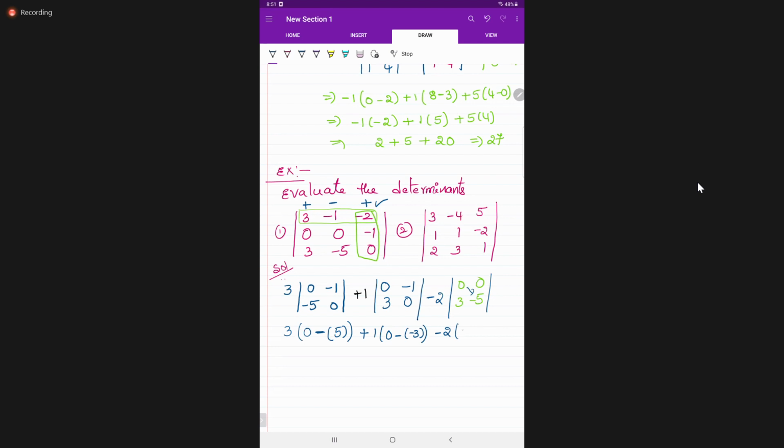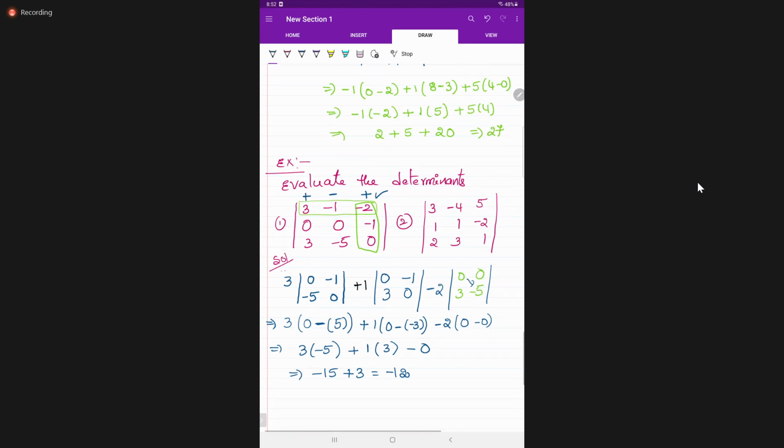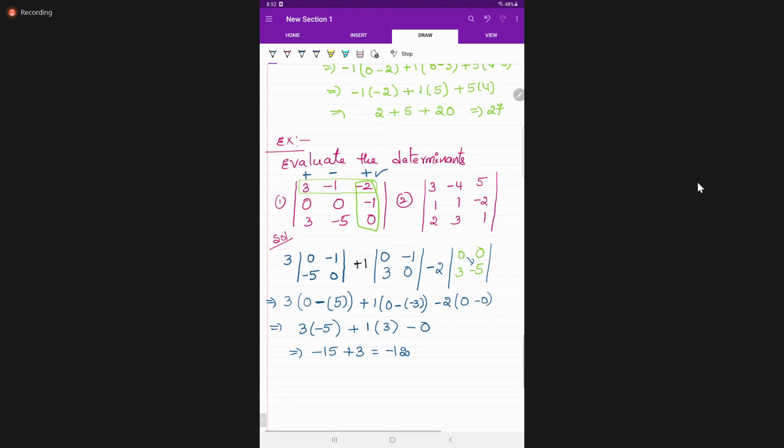Okay, next. 0 minus 0. Ma'am, it will be 3 into minus 5, plus 1 into 3 anything, it is 0. So minus 15 plus 3 equals 12. Okay. Second one, take it as homework, students.